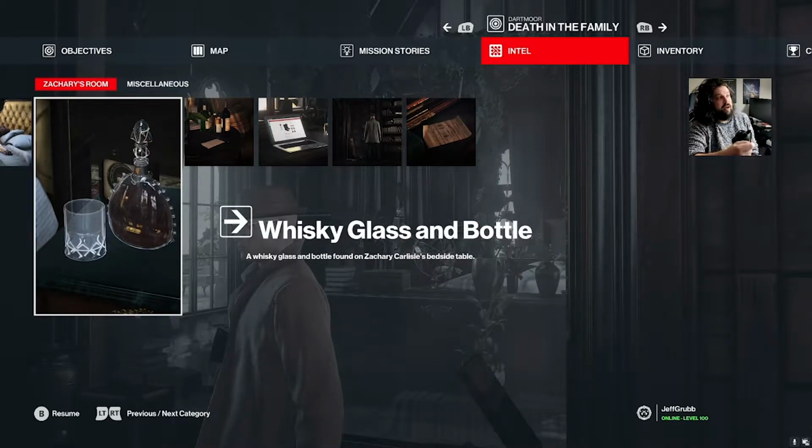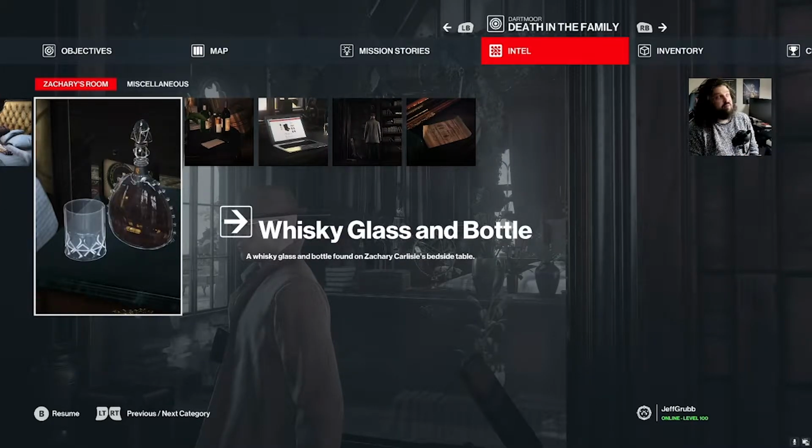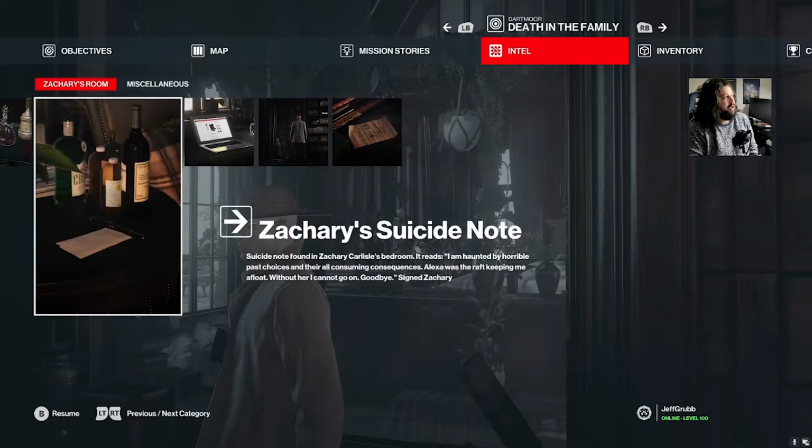There's the whiskey glass and bottle found on his bed. So someone could have poisoned that, right? These are means, motive, opportunity. This is an opportunity for someone to poison him. Not proof, but we can get there.